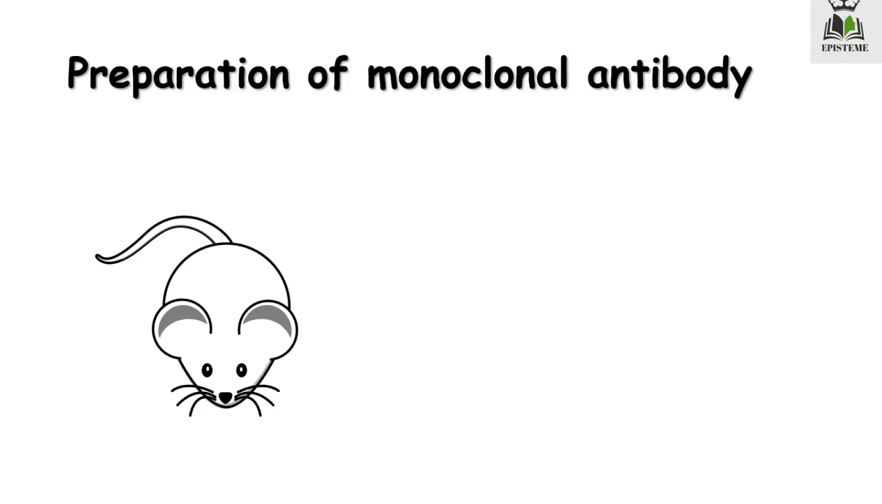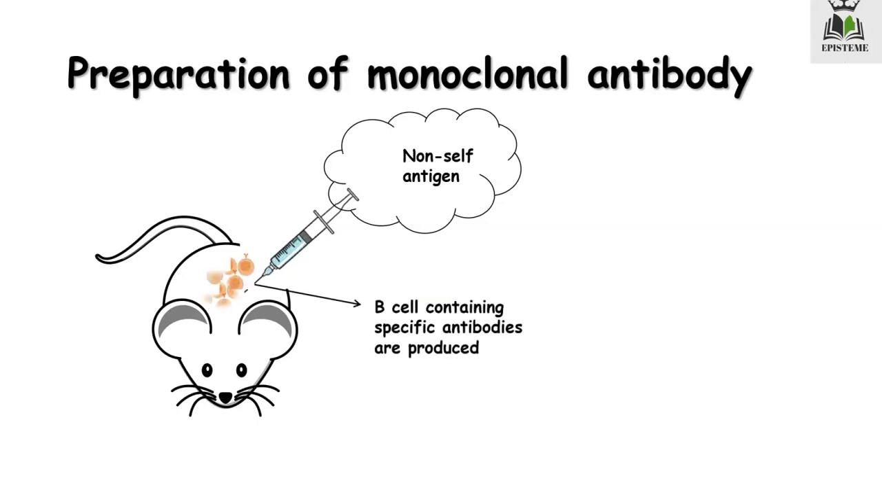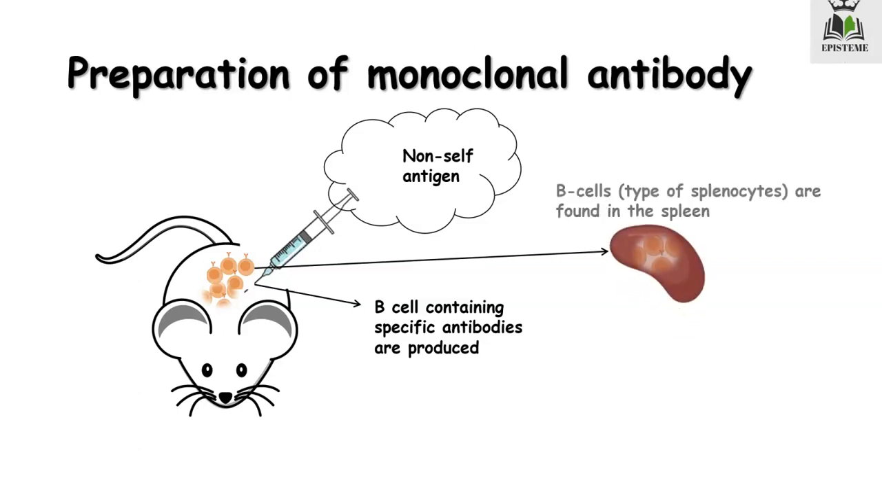For the production of monoclonal antibodies, we are using the Hybridoma technology. To begin with this process, at first we need a mouse. We inject the mouse with some non-self antigen, and as a result of this injection, some B cells containing the specific antibodies are produced in the mouse. Specifically these cells are produced in the spleen of the mouse, and we then isolate the B cells from the spleen.